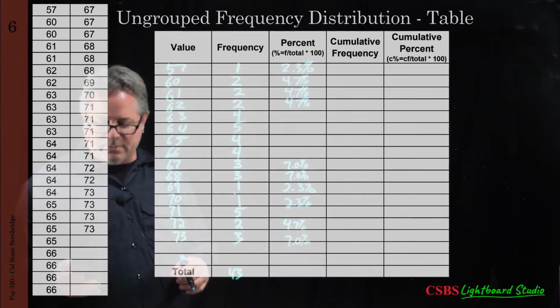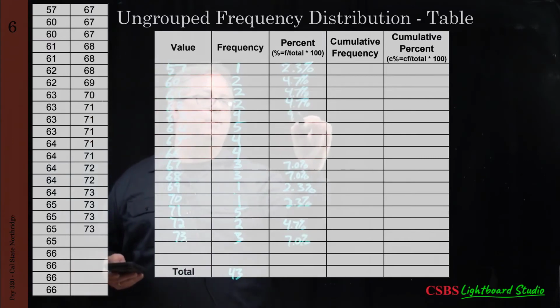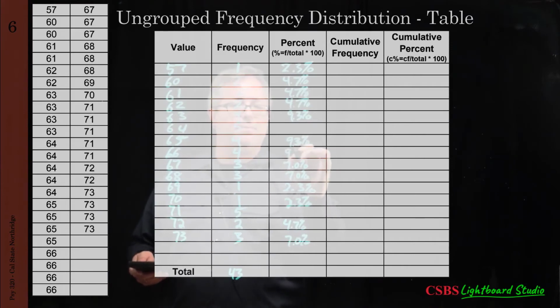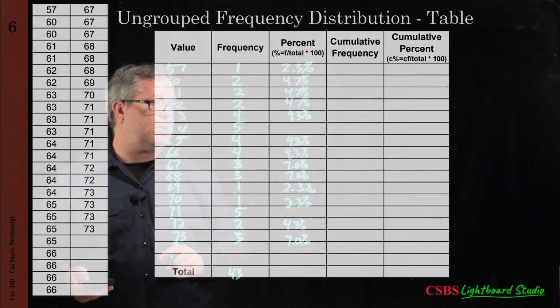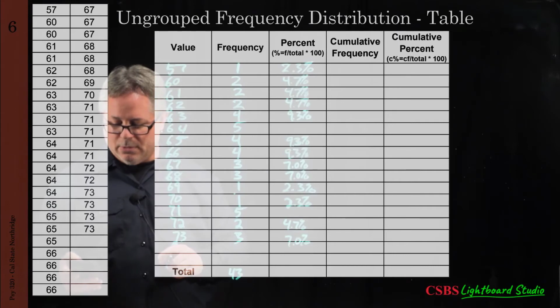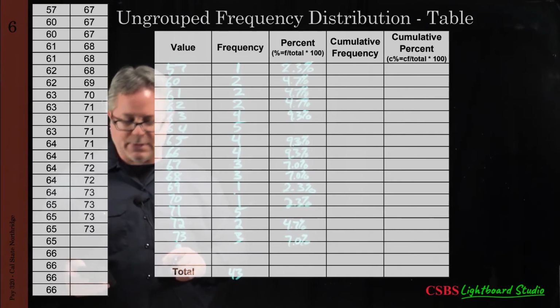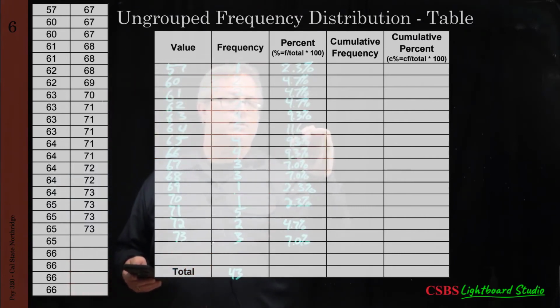Let's do 4s. 4 divided by 43 equals 9.3%. So 9.3 here. And 9.3% there. Another 9.3 right below it. Okay. And then that's it. So now 5s. 5 divided by 43 equals 11.6%. 11.6%. 11.6%. And that's it, I think.